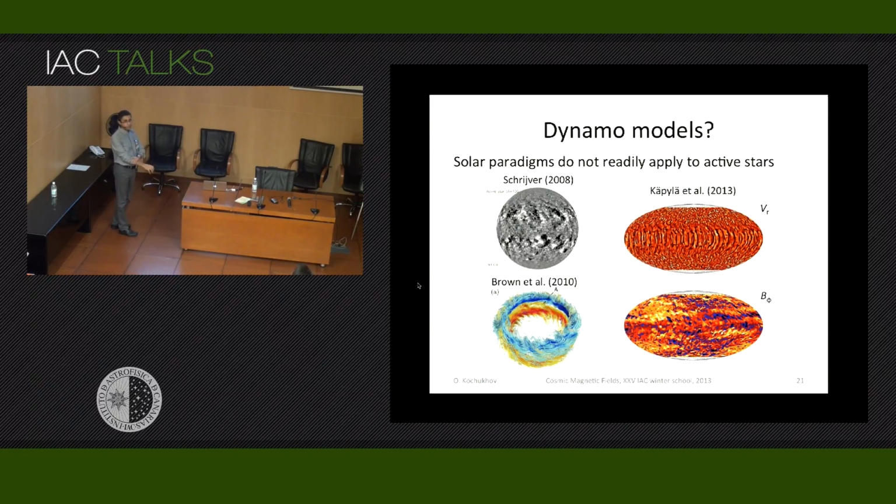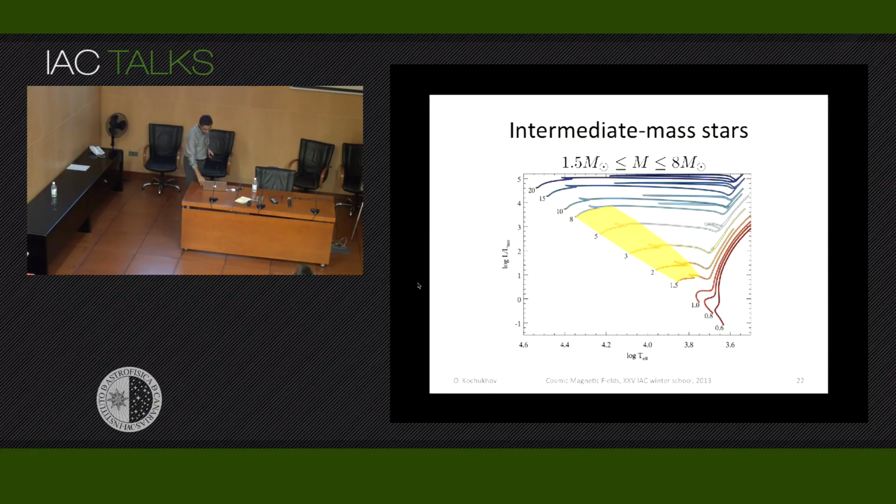So the bottom line is that we have no idea how to interpret these maps. And there is a huge gap between theory and observations. And regarding mean field models, I have not seen any mean field models that came close to describing these observations.